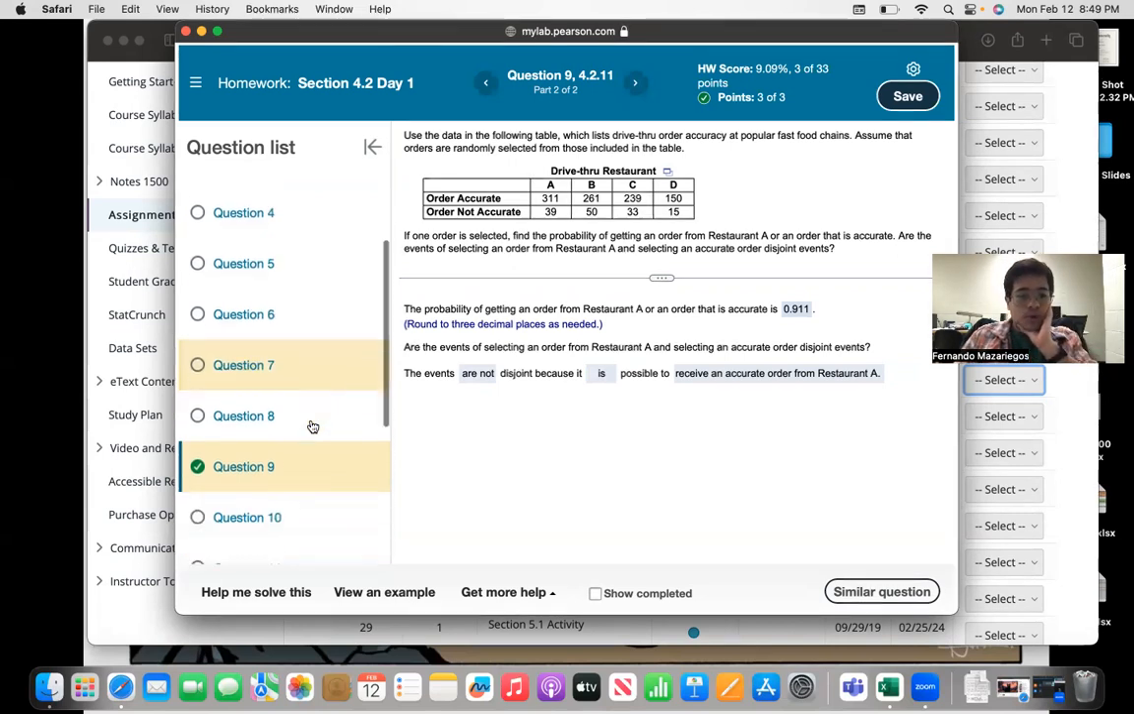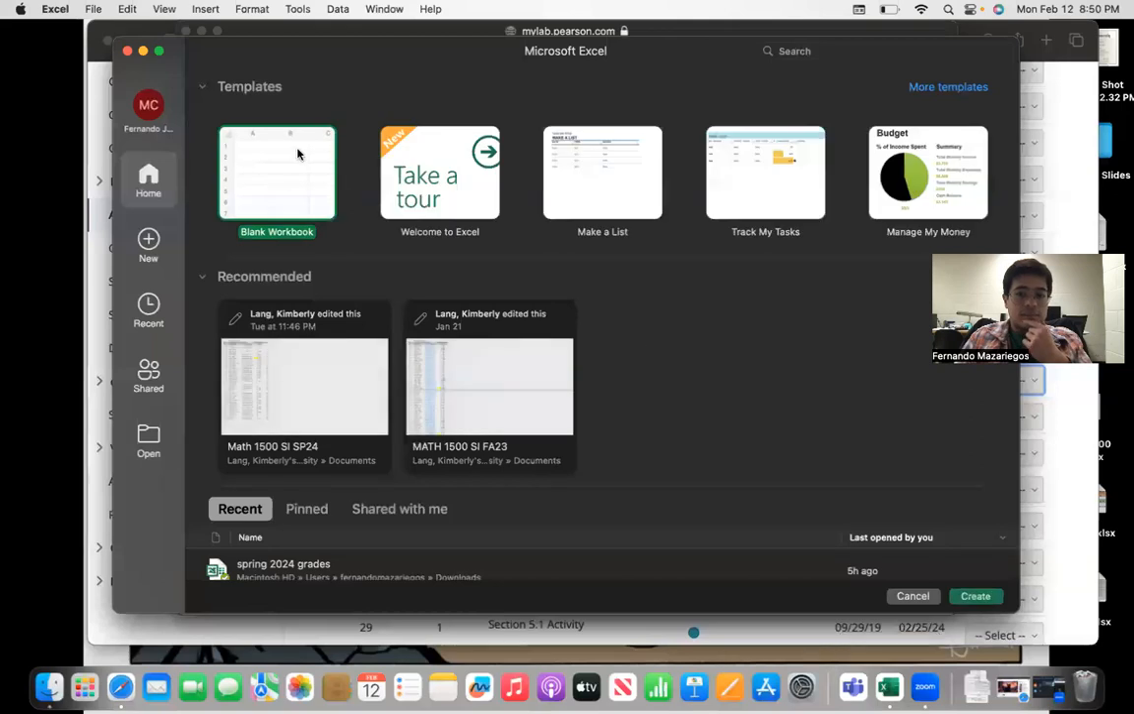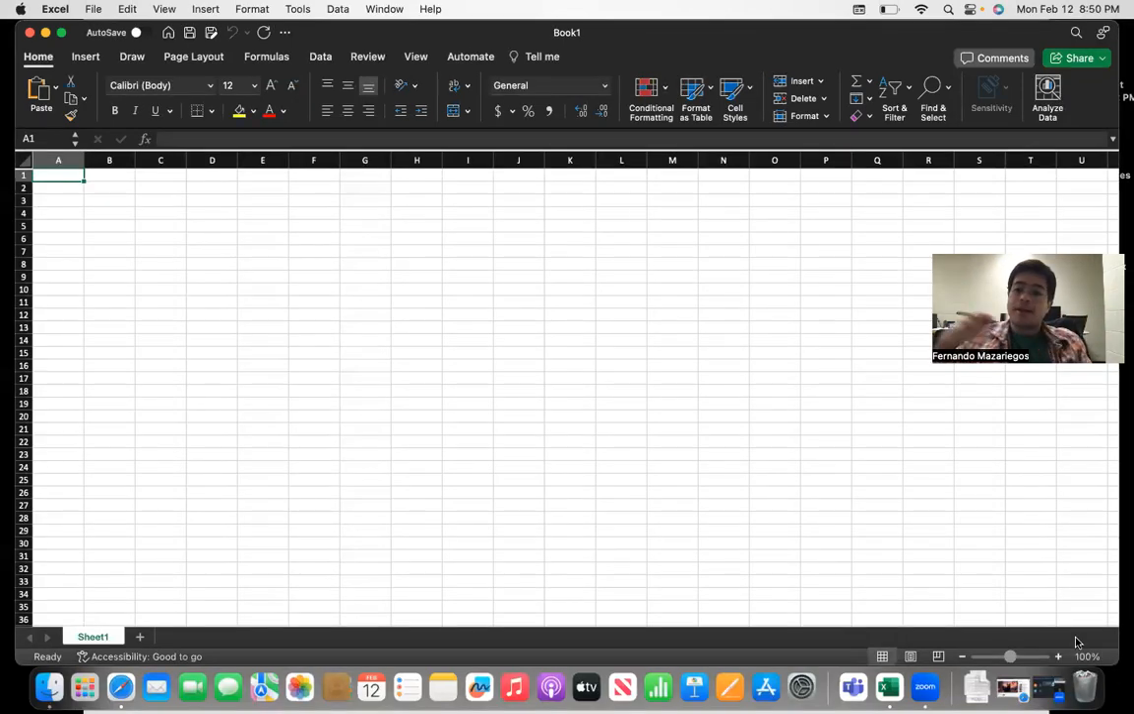Okay, let's move on to question 11. Use the following results from a test for marijuana use, which is provided by a certain drug testing company. Among 141 subjects with positive test results, there are 29 false positive results. Among 158 negative results, there are 2 false negative results. Complete parts A through C and construct a table. So let's do that. Let's construct a table. I'm going to use Excel for it, but you can do it with a notebook, like you can write it down.